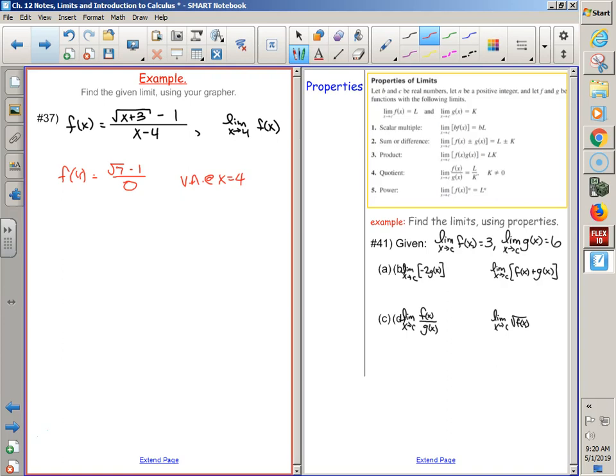But remember, it doesn't have to be there with the table. It's all about the approaching.